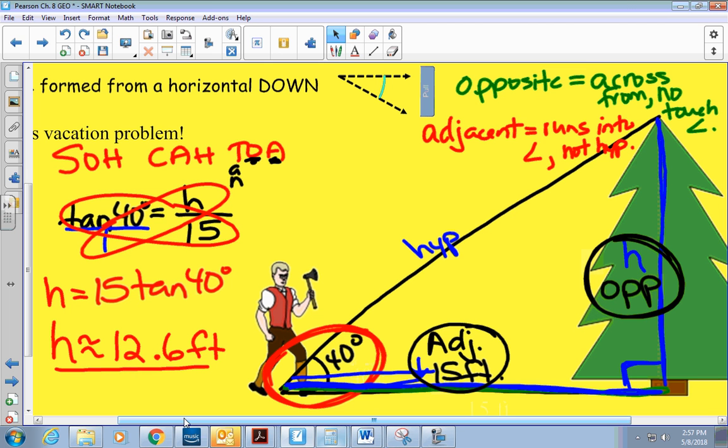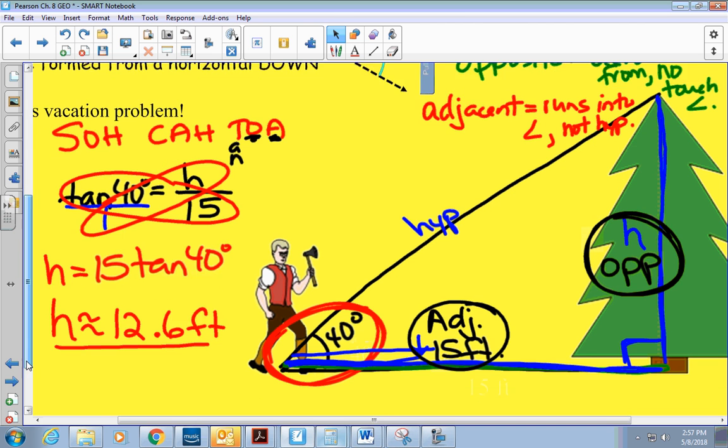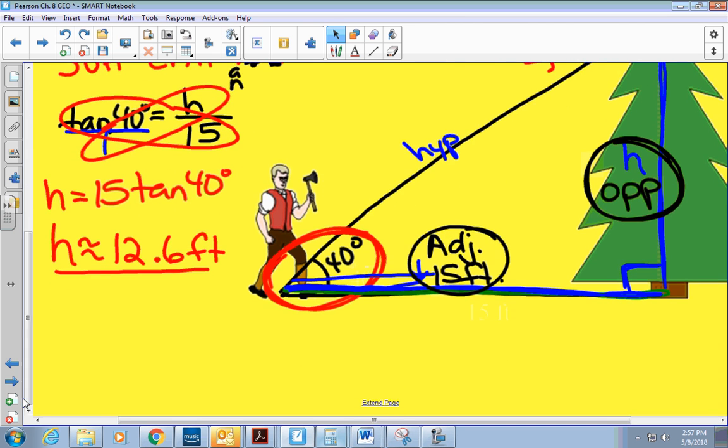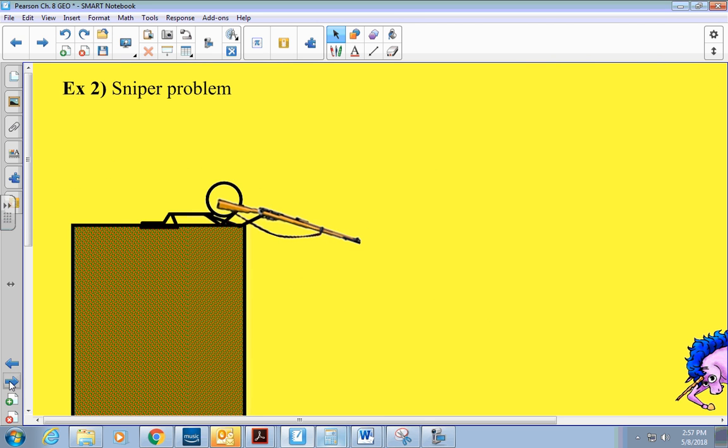So now tell me, is that tree going to fit in our house? No way, Jose. It's only 12 feet. You put a hole in the side so the tree doesn't fit.